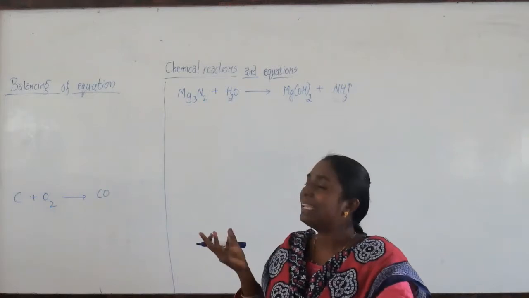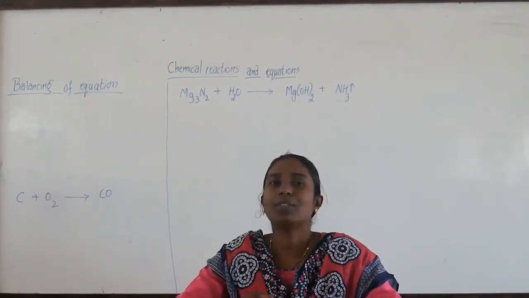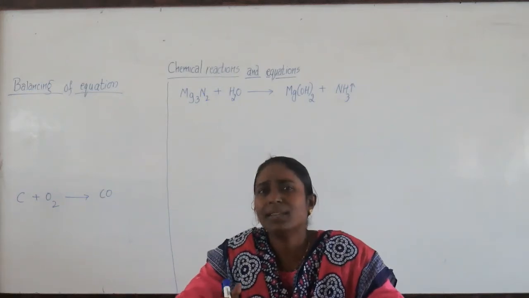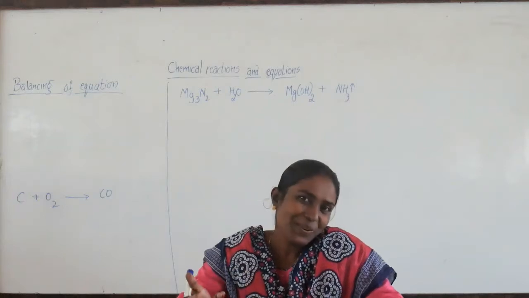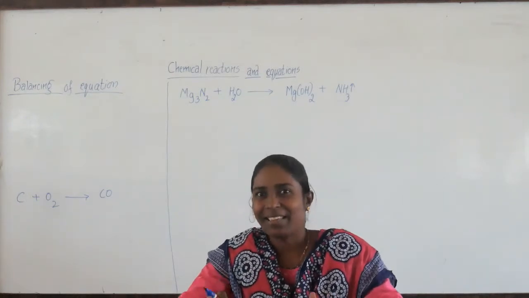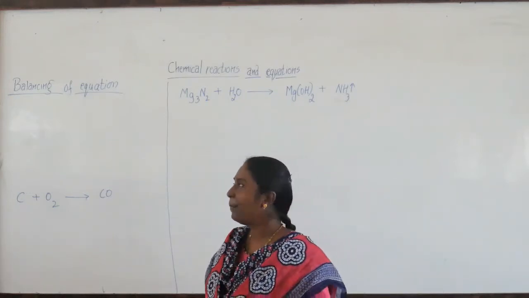Okay. Now, balancing of equations. I told you in the previous class, balancing of equations is very important. Now why is it important? It is important because matter can neither be created nor be destroyed in a chemical reaction. That is why we are supposed to balance the equation.